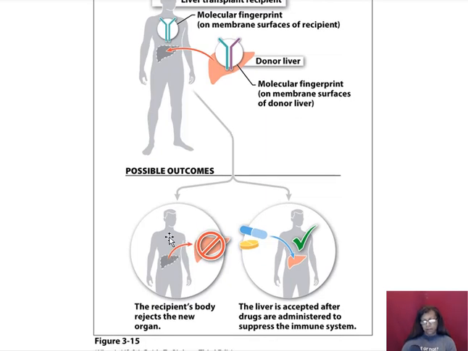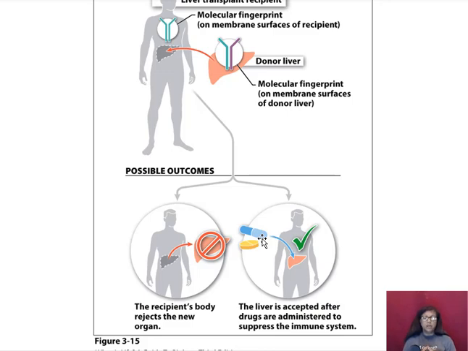Number one, the recipient's body can completely reject the donor liver, and the immune system will attack it and just destroy every cell, right? It recognizes it as foreign material. It does not have the self recognition molecules on it, right? So it will attack it. Or you can have the liver accepted after you give drugs to suppress the immune system so that it does not attack the new liver.